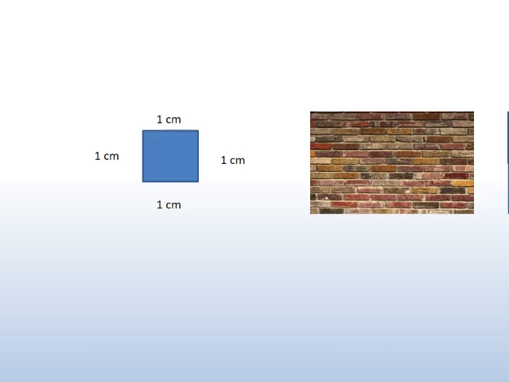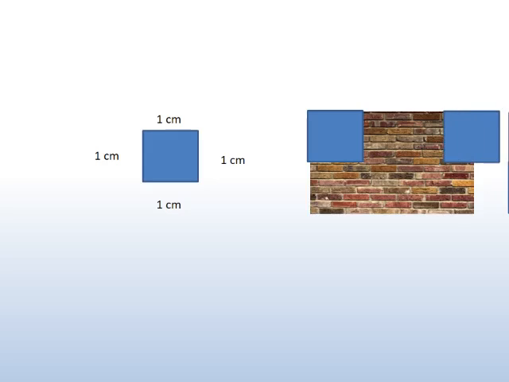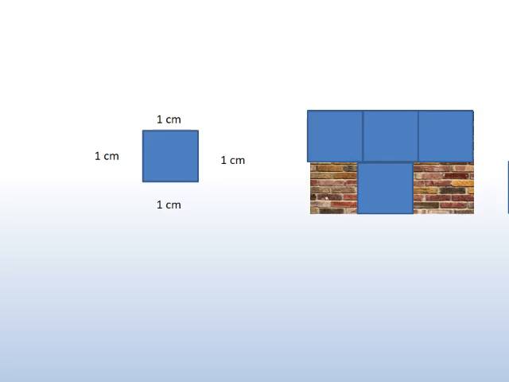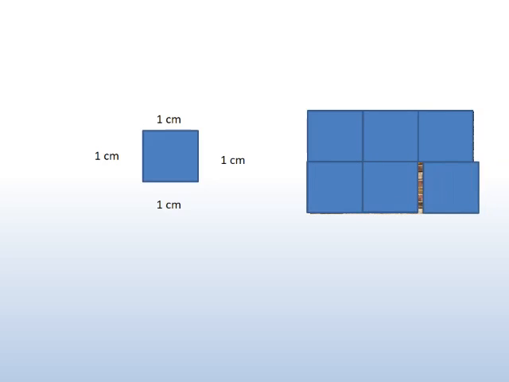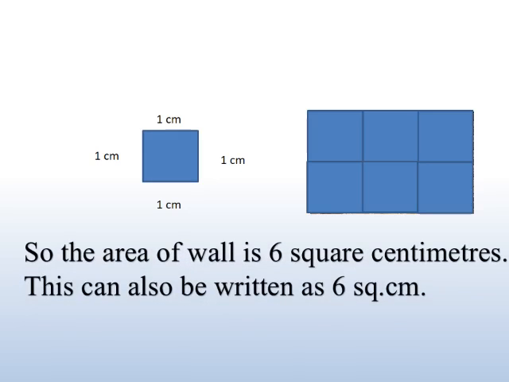Let us go back to our wall. We can measure it using the standard unit, a square of side 1 cm. The wall covers 6 square centimeters. So the area is 6 square centimeters.